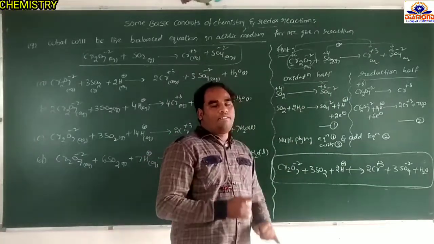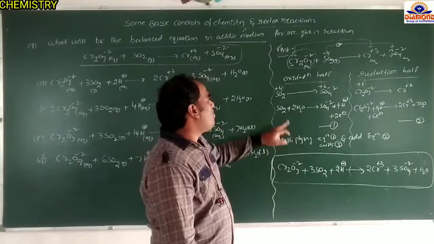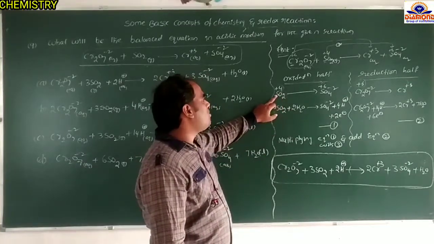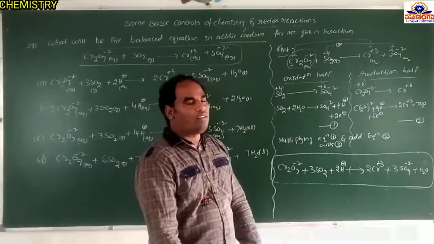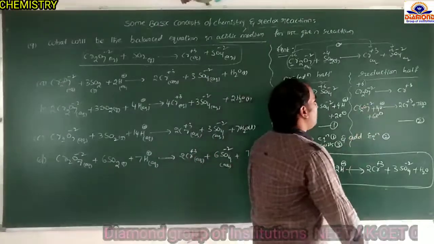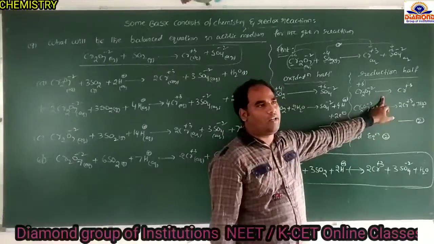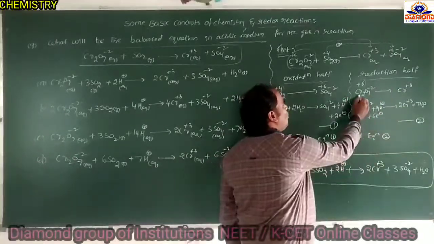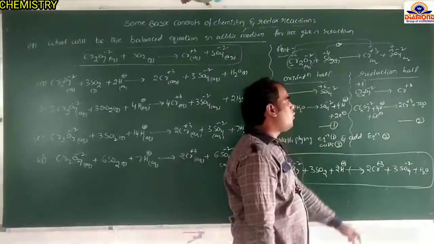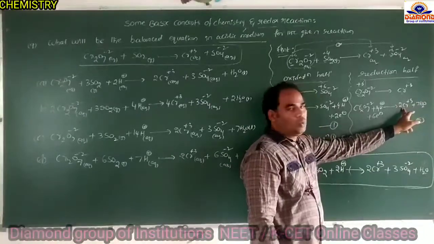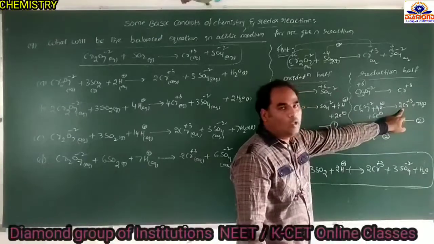After that, first balancing atoms other than oxygen and hydrogen. Balancing atoms other than oxygen and hydrogen means sulfur. So, reactant side 1 sulfur, product side 1 sulfur. Therefore, it is equal. Next, in the reduction reaction, what is the first step? Balancing the atoms other than oxygen and hydrogen. Other than oxygen means here chromium. So, this side 2 chromium, that side 1 chromium. Therefore, that side add 2, because this side has 2 chromium and that side only 1 chromium, so we have to add 2.